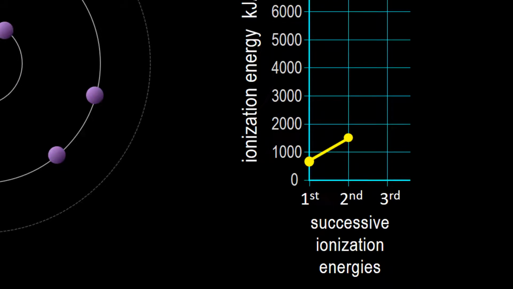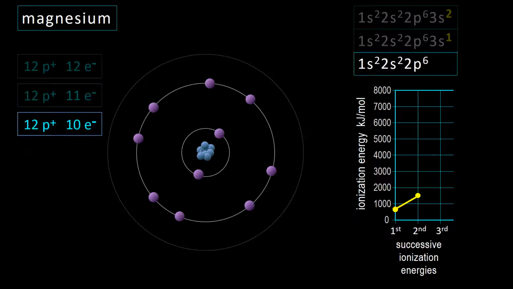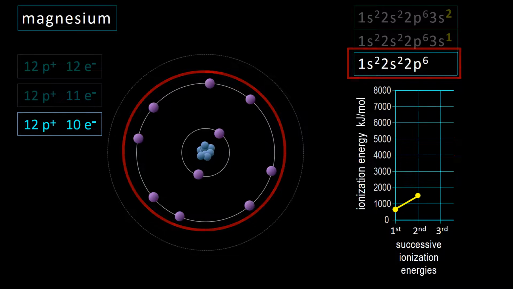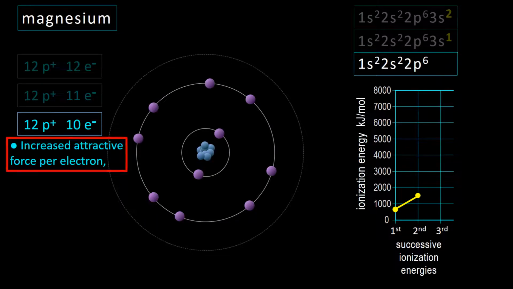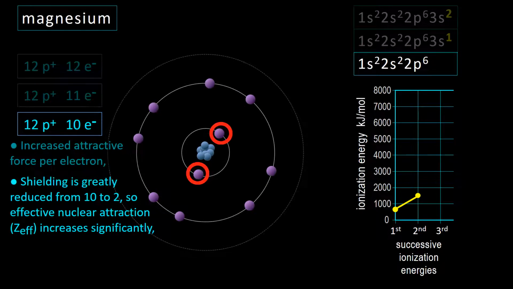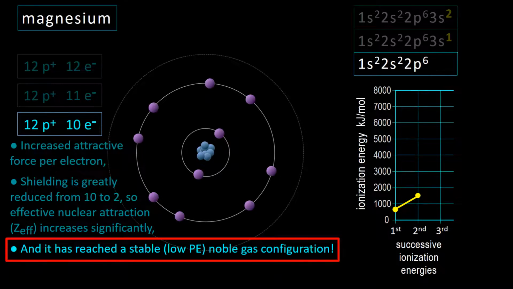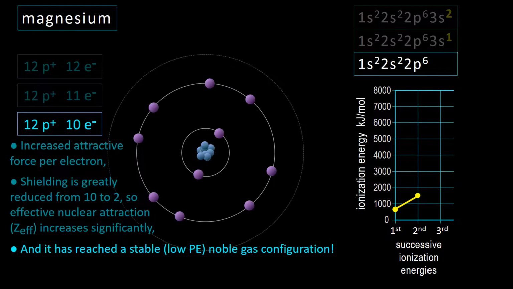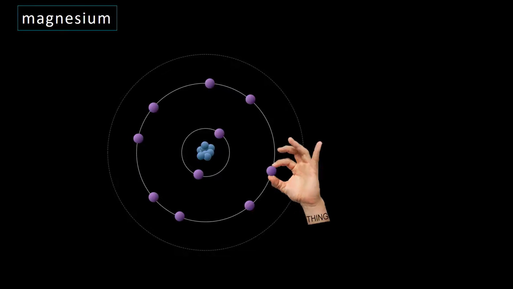It requires more energy. Notice that magnesium is now a 2+ ion and has reached a stable neon configuration, with even more attractive force per electron. But other relevant changes have occurred as well. Shielding is greatly reduced from 10 to 2, so effective nuclear attraction, or Zeff, significantly increases the attractive force on the current outer electrons. And it has reached a stable noble gas configuration. What will all of that do to the amount of energy required to remove the third electron?